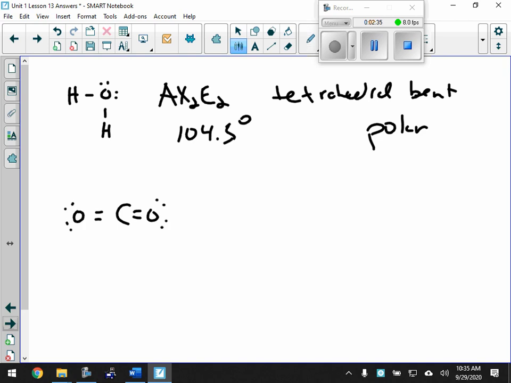Like that? Yeah. And non-polar. Okay, and it's AX2 and the X's are the same, so non-polar, yes? Okay, good. Linear is the shape there. If you can't read that, linear, and 180. Good, perfect.